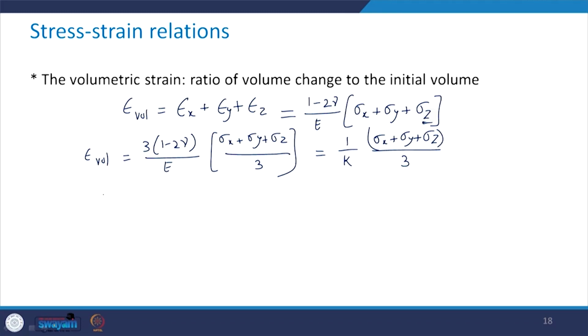Here you will have this k as the bulk modulus. We already have defined E as the elastic modulus and G as the shear modulus. So, basically this k is defined as the bulk modulus and is given as E upon 3 times 1 minus 2 nu.